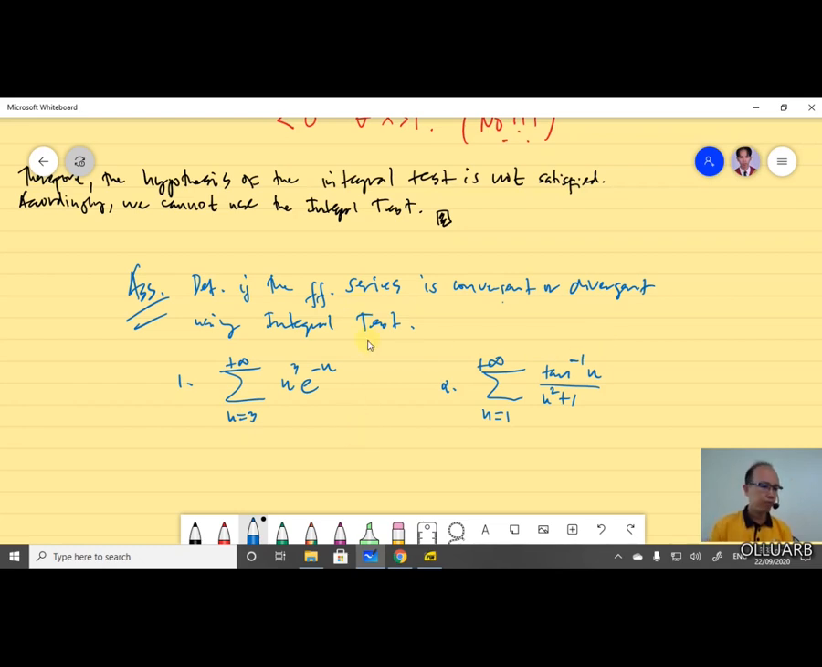And then number 3, we have the summation of 1 over n times ln of n raised to the power 3, where n starts from 2 to positive infinity.